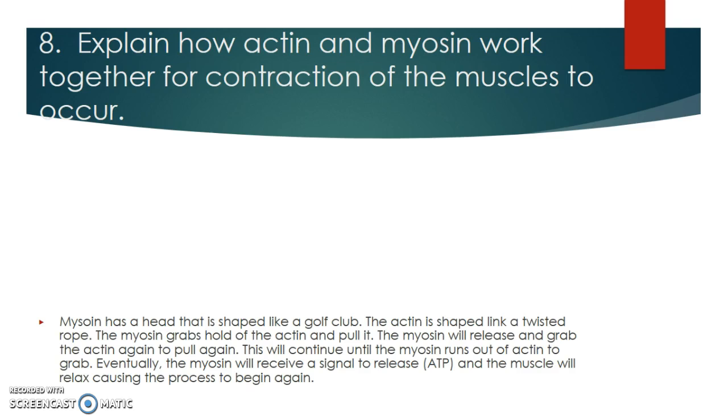Myosin is going to grab a hold of the actin and pull it. The myosin will release, grab the actin again, and pull again. This will continue until the myosin runs out of actin to grab. And eventually, the myosin will receive a signal to release, which is ATP, that usable energy source, and the muscle will be relaxed, causing the process to begin again.